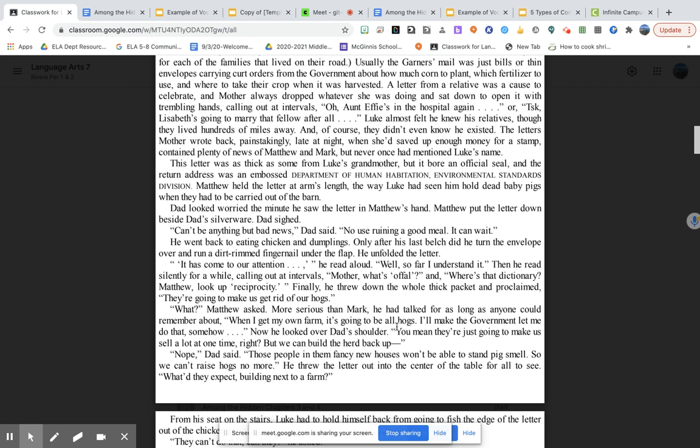Silverware is another word for what? Let's see if anybody knows what that word means. What is silverware another word for? Forks and knives, right? Things that you eat with is silverware.